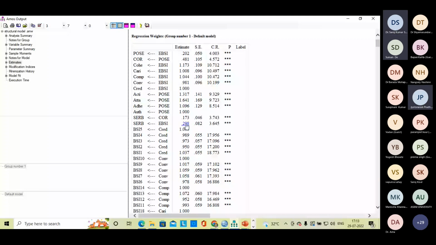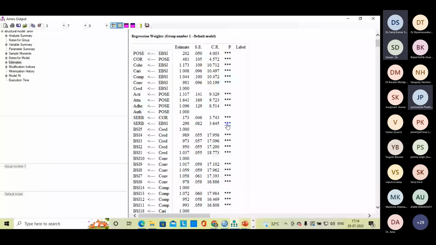So this estimate is accompanied by the p-value. Look at here, the p-value is a triple star. That means it is significant at the level of 0.001. That means it is significant at 1% level of significance. This triple star means the value is less than 0.001. That means it is significant at 1% level of significance.